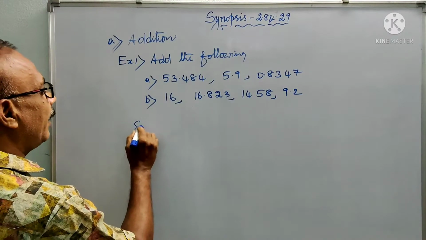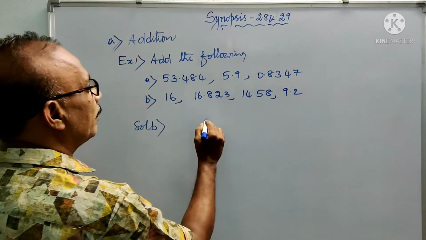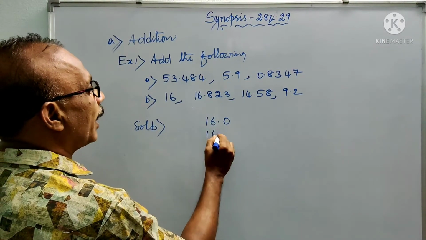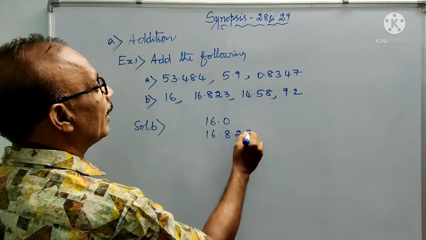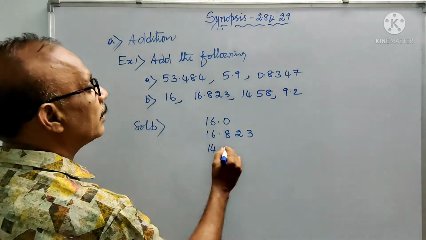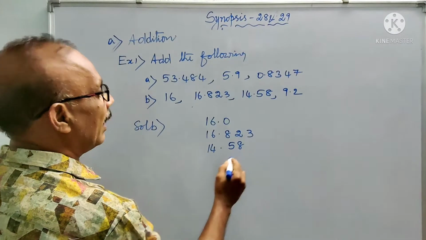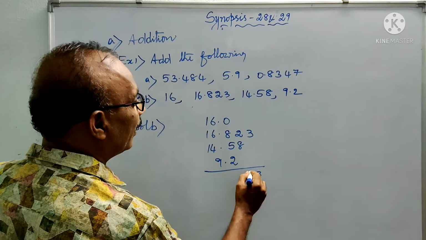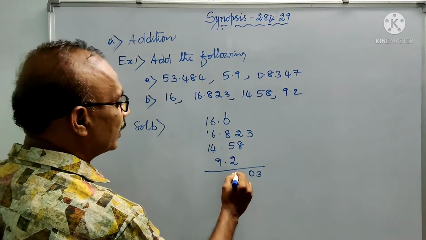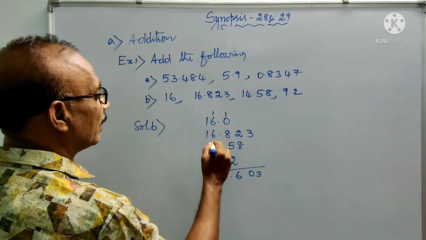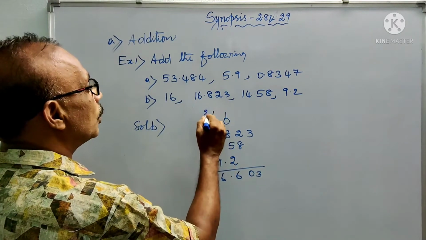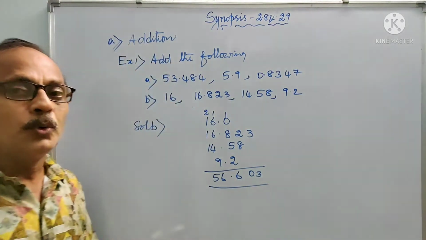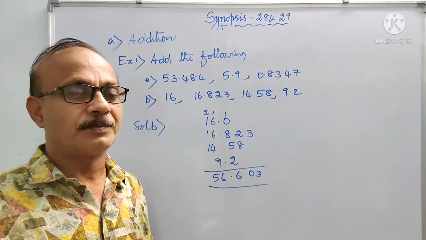Now let us see quickly the example B also. So in B, first let us write 16.0 and 16.823 and 14.58 and finally 9.2, and add all these. 3, 10, 9, 14, 16, 1, 7, 13, 17, 26, 2, 3, 4, 5. So this is how we add 2 or more decimals.